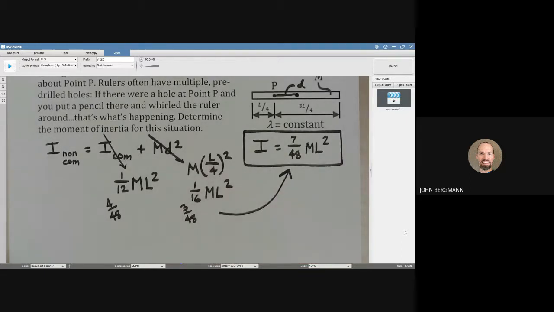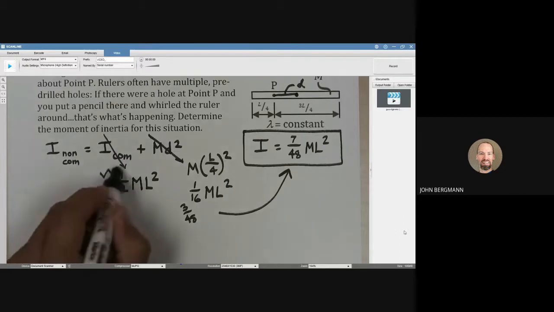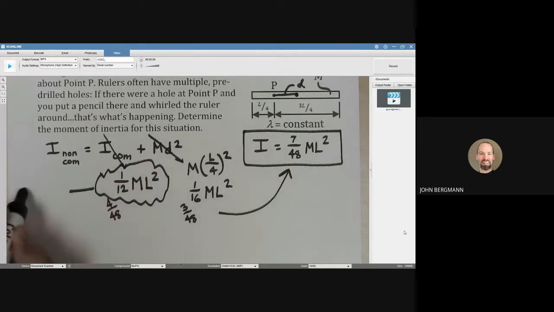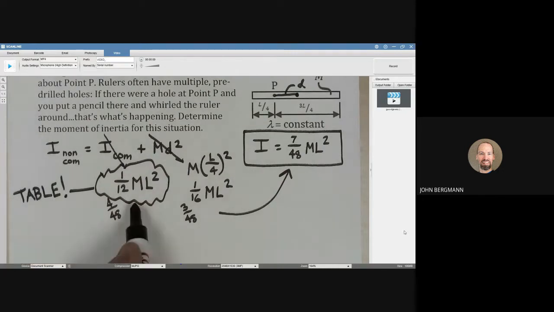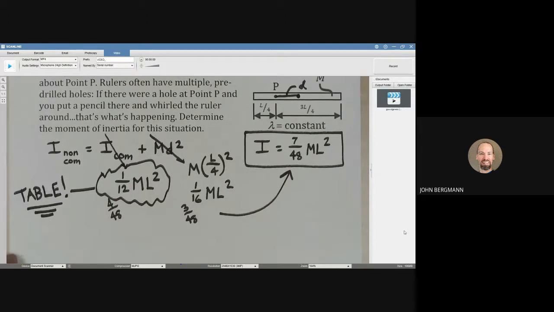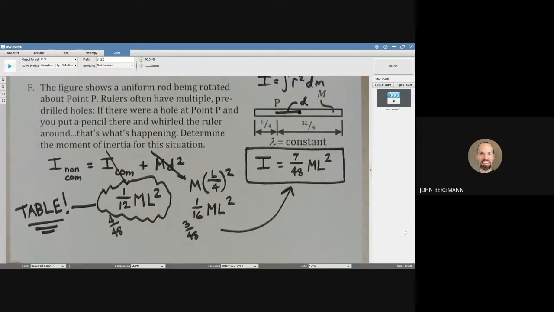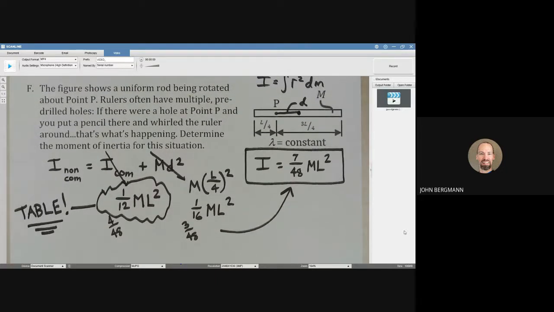Now to do that, what you need is you need this value right here, which you can typically find in a table of moments of inertia. Without that, you're in deep trouble. But for uniform objects, that's usually a pretty easy equation to track down out of some table. Somebody went through a lot of trouble to solve a lot of these for us already, and so we don't have to derive them all the time. We can just look them up. But look at that. We used the parallel axis theorem, and we got the same answer as if we just integrated it.